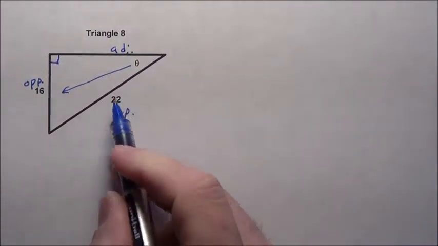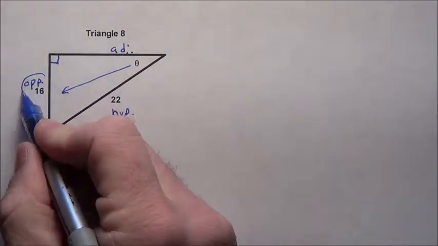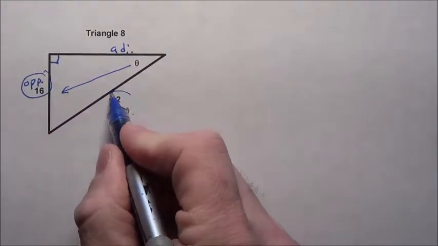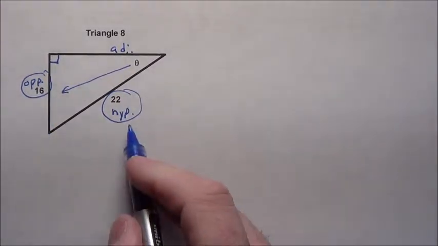Now, we have to decide who we're going to use. Well, we're given measurements of the opposite and hypotenuse, so that's who we're going to be using here. We're going to be using the opposite and the hypotenuse. So we have to figure which trig function gives us opposite and hypotenuse.